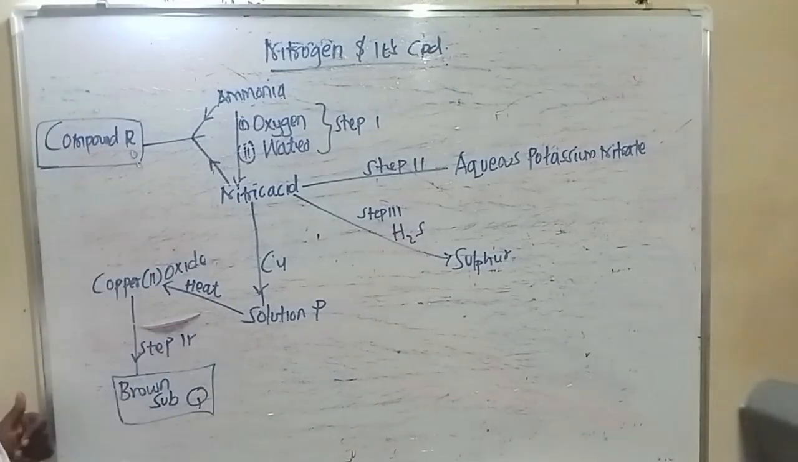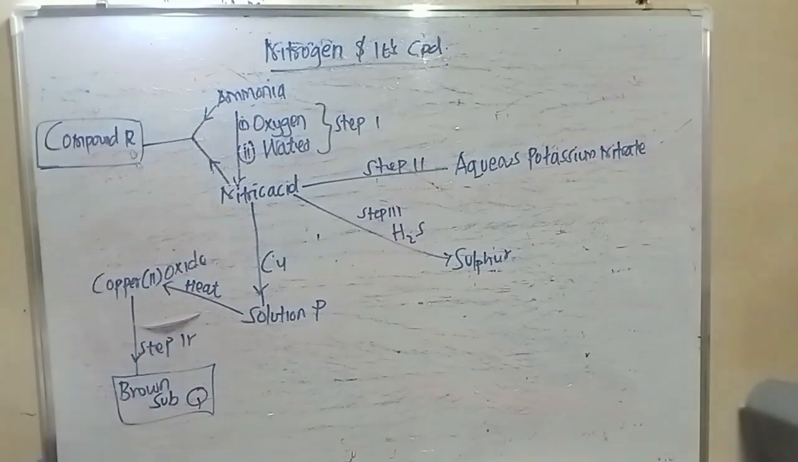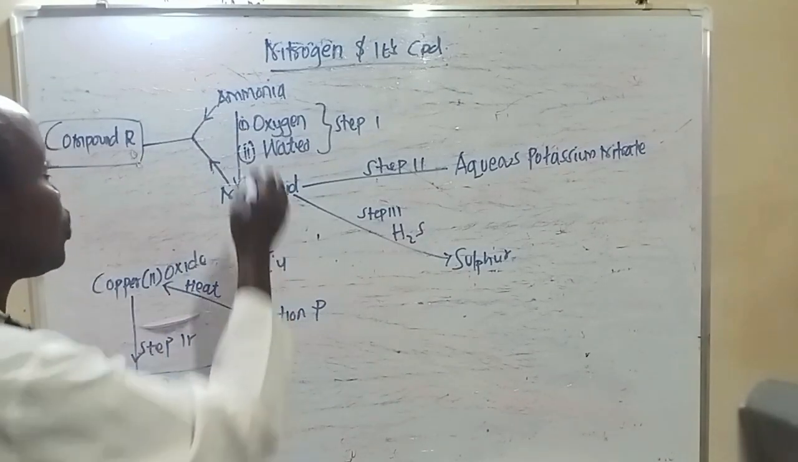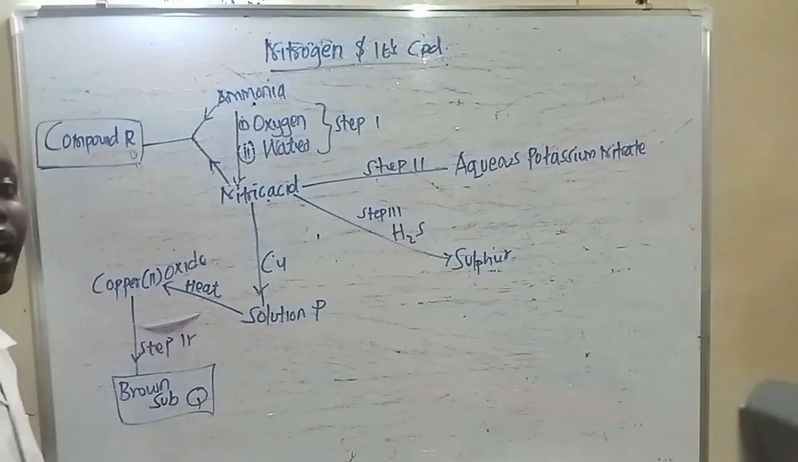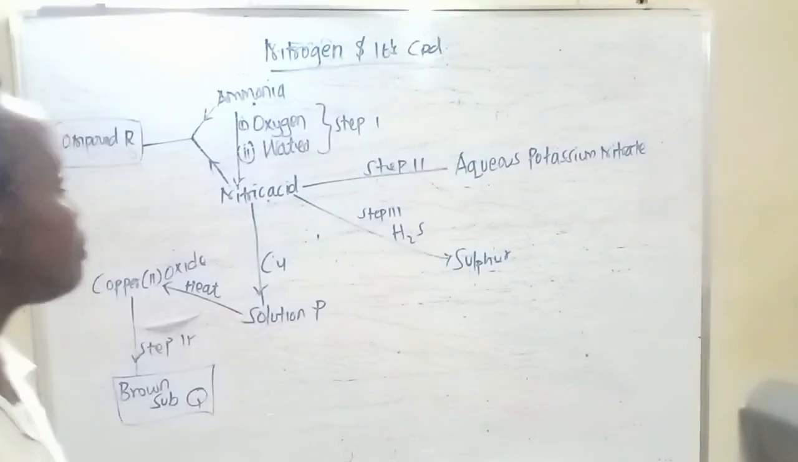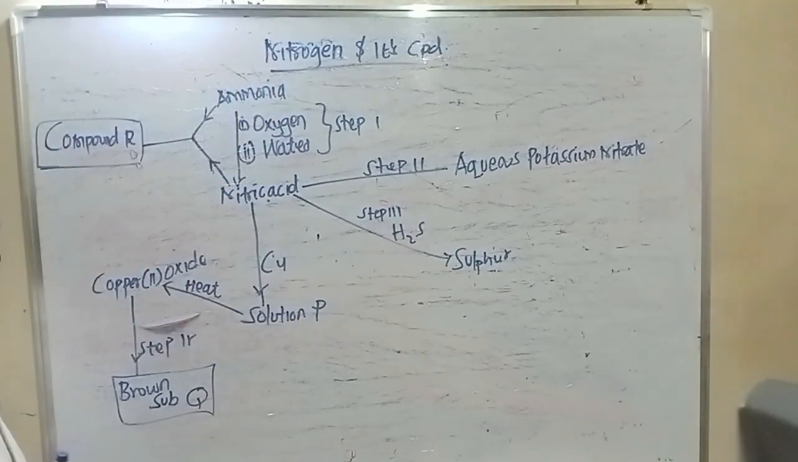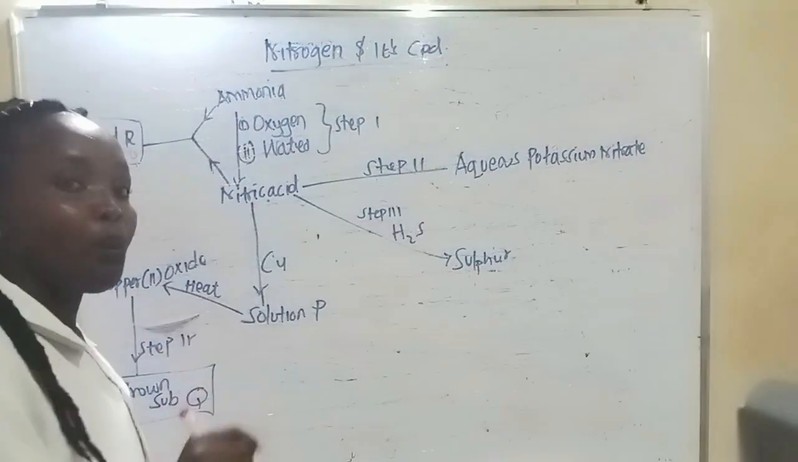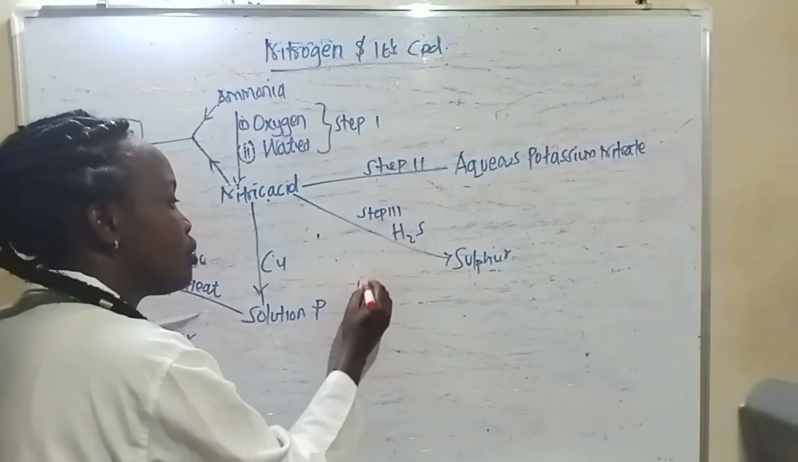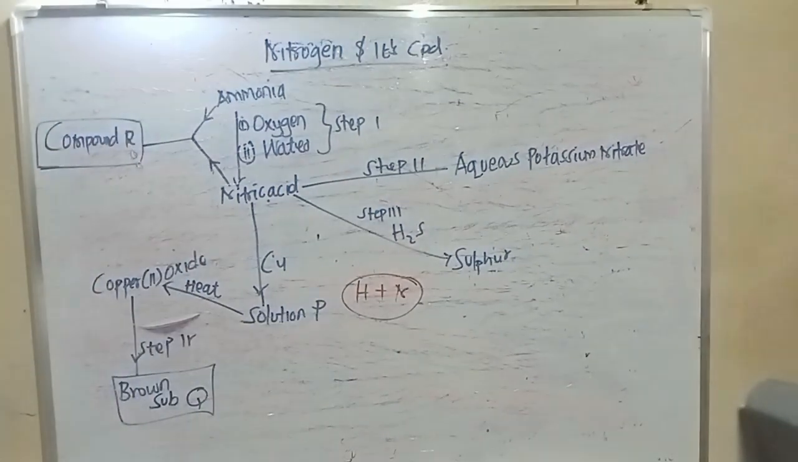So we have a compound R here, and you can see your compound R is being formed from two substances, which are ammonia and nitric acid. Now, let us remind ourselves of something before we proceed to the question. How is ammonia formed? Ammonia is formed from the reaction of two things, which are hydrogen and what? And nitrogen.